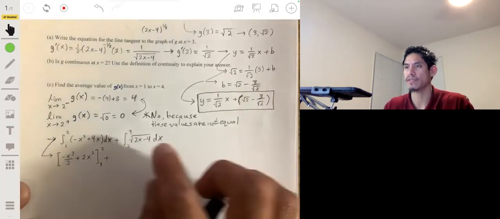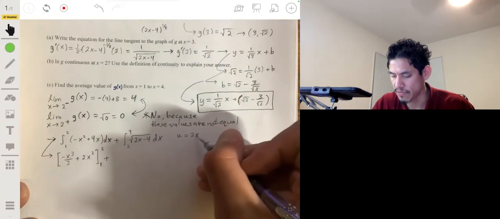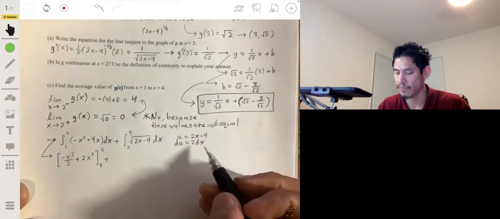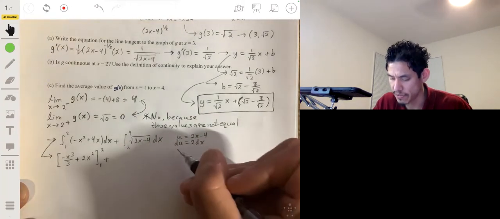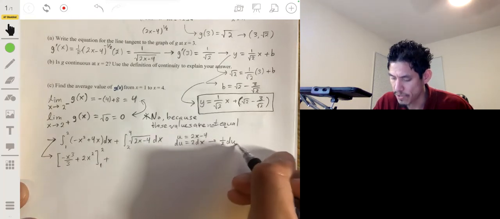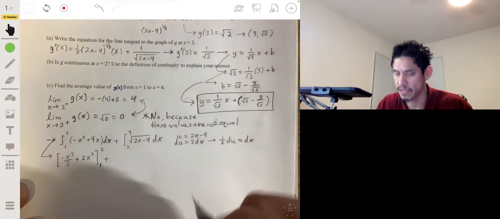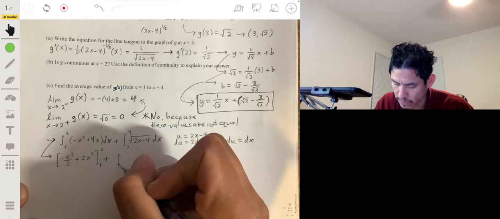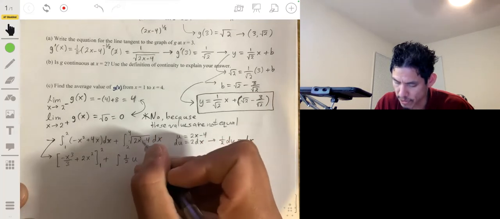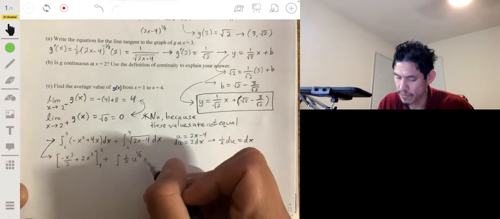Plus, this one's not so straightforward because we're going to use u substitution. We make u equal to 2x minus 4, and then du is 2 dx. We don't have that 2, but we have dx, so 1/2 du equals dx. Here then we get 1/2 times the square root of u, or u to the 1/2, du.